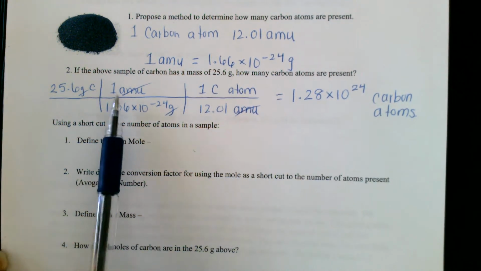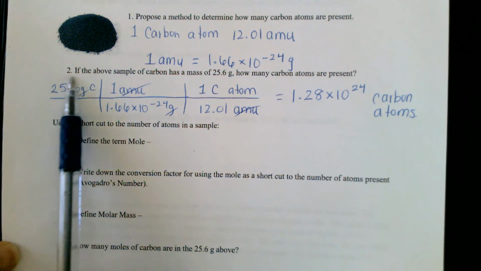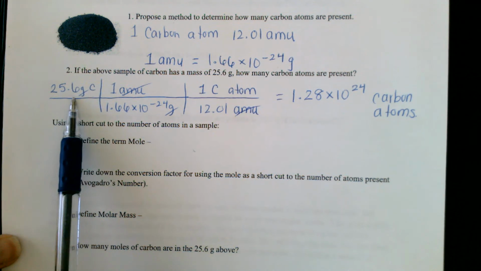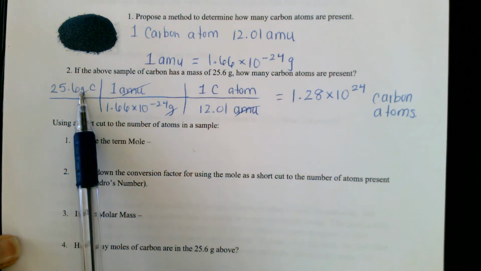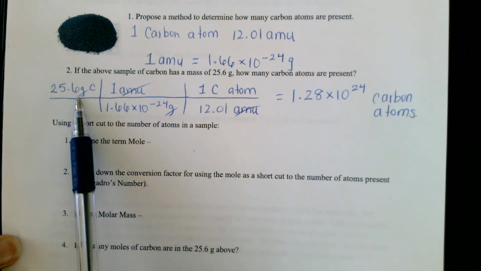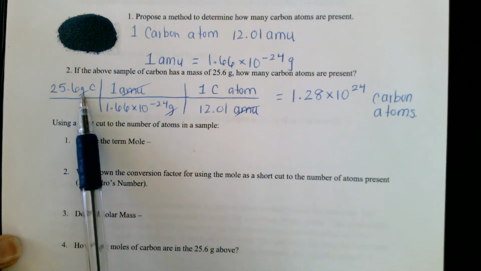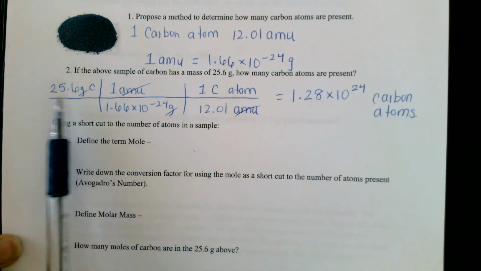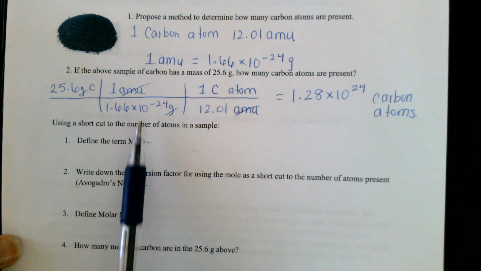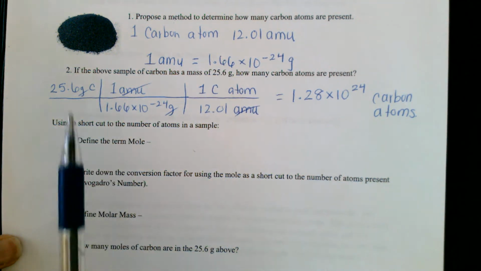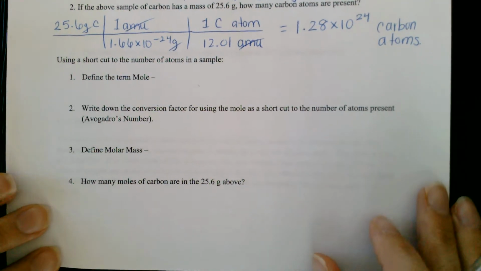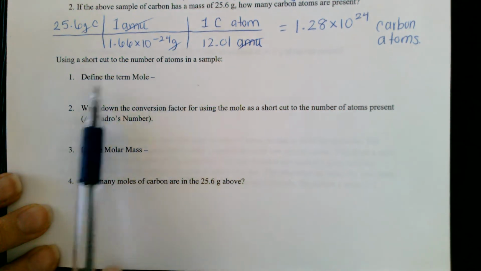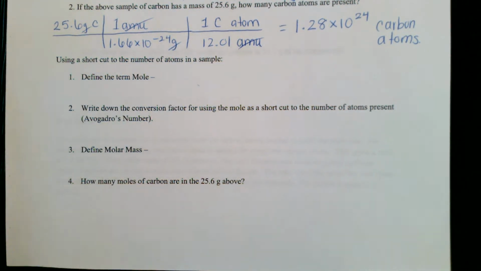Okay, so what this shows is we have a mass of carbon, and we can use the fact that we know one carbon atom's mass to see how many carbon atoms would be in a different mass by using counting by weighing. Okay, so this has a few shortcuts, and the rest of what we talk about below here is going to be a little bit of shortcuts for this process. So the first shortcut we have is defining the term mole.